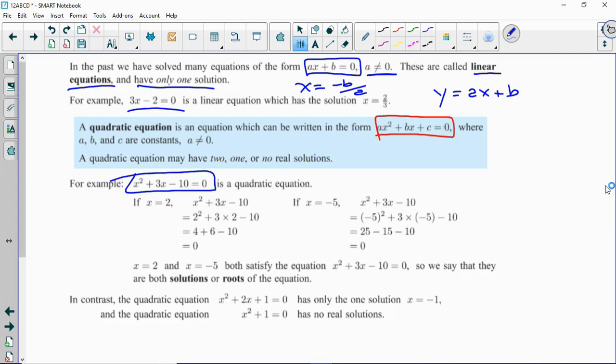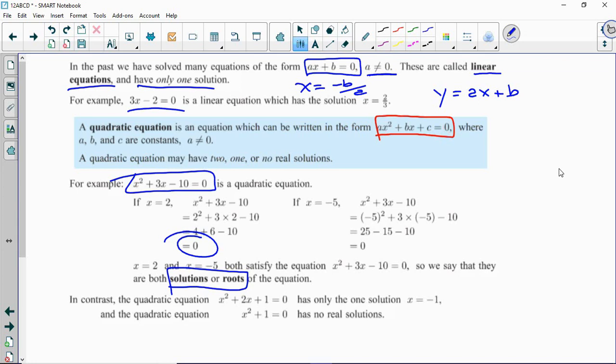And we see that we can verify here that x equals 2 is a solution to that equation, because when I put in 2 for the x value, I get 0 out. And so yeah, that whole thing is equal to 0. Same thing happens when I put in negative 5 into that expression. So in this case, the 2 and negative 5 are both solutions, sometimes called roots of the quadratic equation.